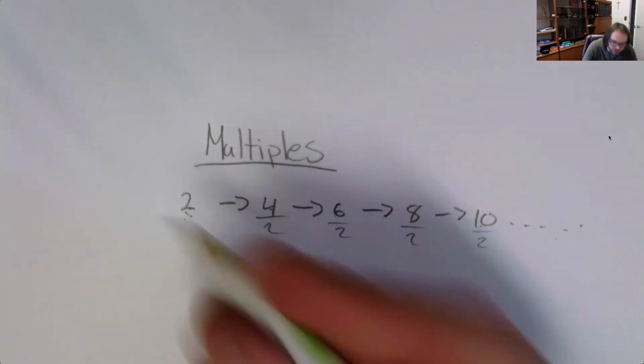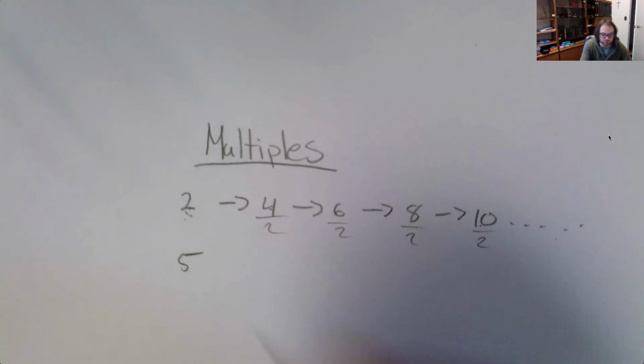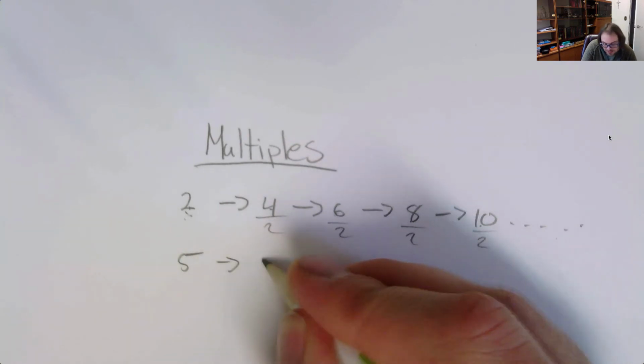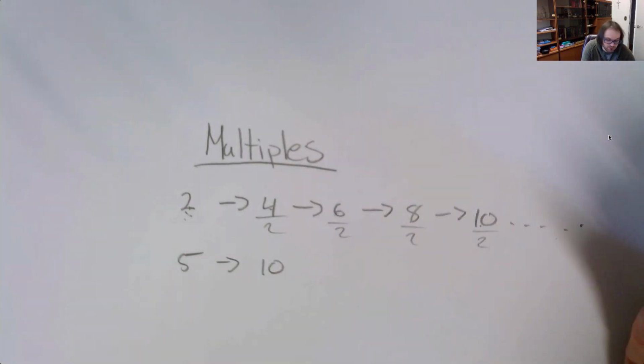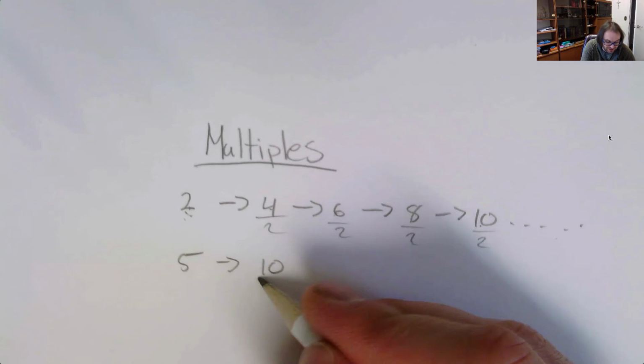So let's try something else here. Let's look at 5. What are some multiples of 5? Well, I know 10, because 5 times 2 is 10. Or I could divide 10 by 5 and I'll get 2.